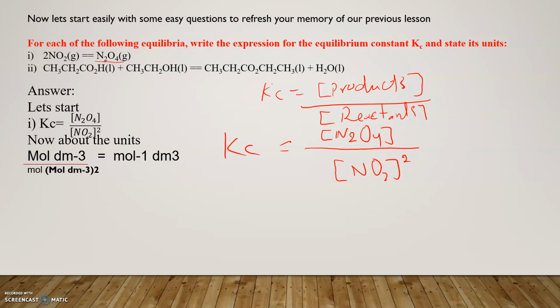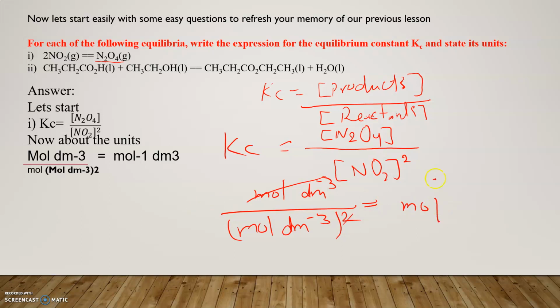Now let's calculate the unit. As you can see here, this is a concentration, so the unit for any concentration is mole dm minus 3. And down there you have mole dm minus 3, actually squared. So one of these will go with the square, and this is what's left: mole minus 1 dm cubed. So this is the unit for Kc for that first reaction. Now let's try the second one.